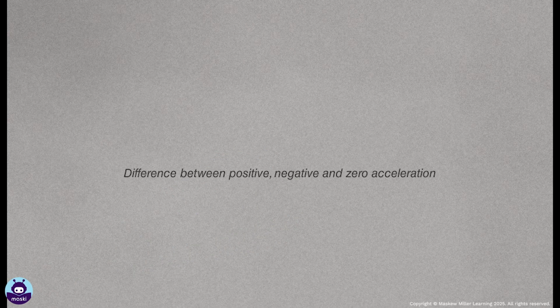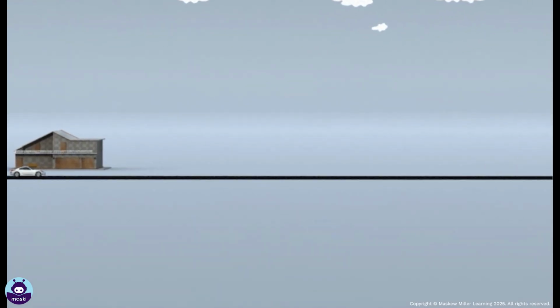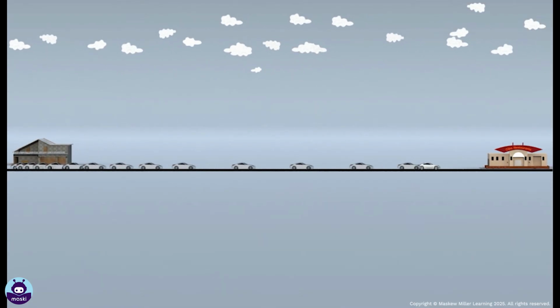Difference between positive, negative, and zero acceleration. Let us consider the motion of the same car. The velocity of the car increases for the first 6 seconds to 16 meters per second towards the right, then remains the same for 10 seconds and then reduces for 6 seconds until the car finally comes to rest.